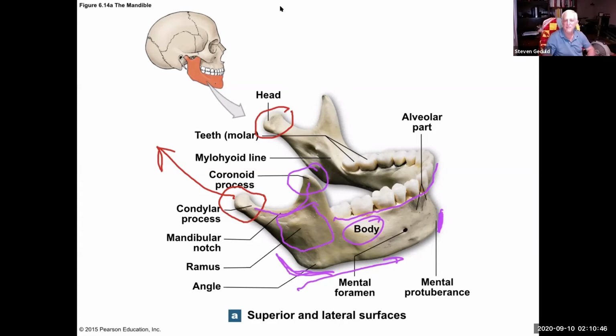All right, so we got all that. The only thing I want to mention is there's a mylohyoid line, which is right here on the inside of the mandible. This is where your mylohyoid muscle attaches to the mandible. And this little guy right here, this opening, that's a foramen. It's called your mental foramen.